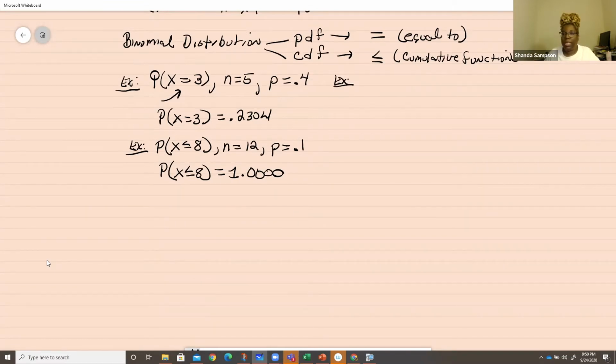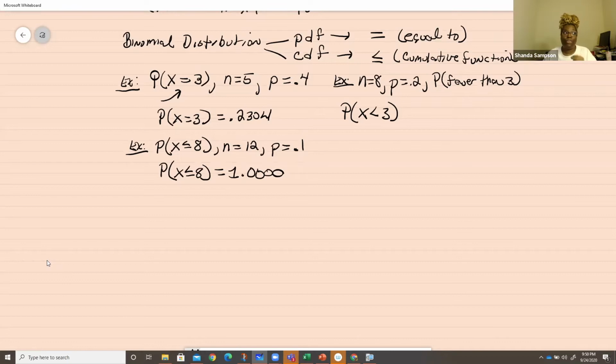This example says n equals 8, p equals 0.2. And then I'm going to throw in: P is fewer than 3. So you just need to know how to translate that. The first thing you need to do is translate that into P such that X is what? Fewer than 3. What's fewer than 3? Less than 3. Does that function exist in your calculator?